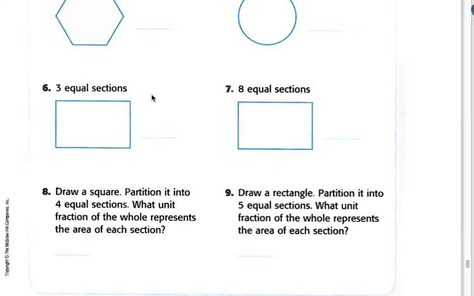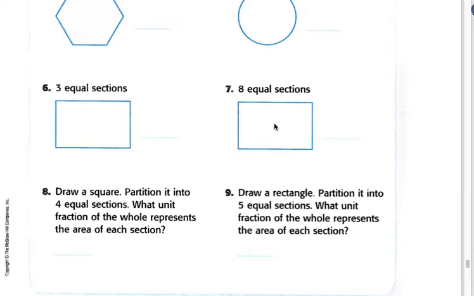And now, what is the fraction for 3 equal sections? If you've been following along so far, you know it's always going to have 1 as the numerator. The denominator is always going to be the number of sections the figure is divided into. So this one is 1/3. 1 section out of 3. Good.